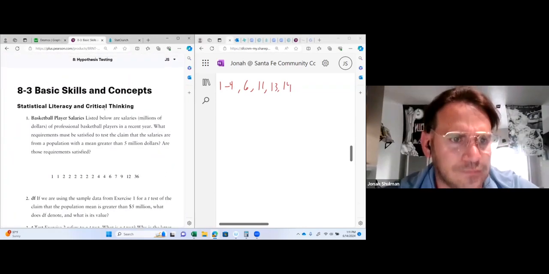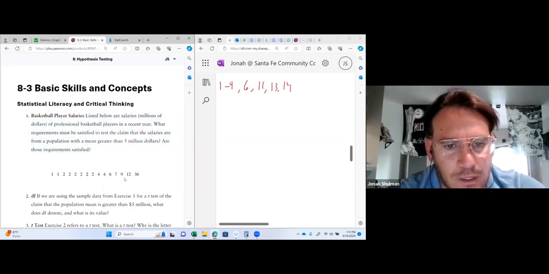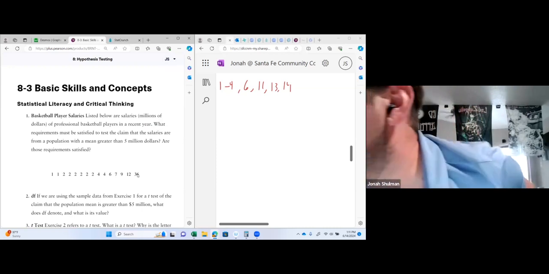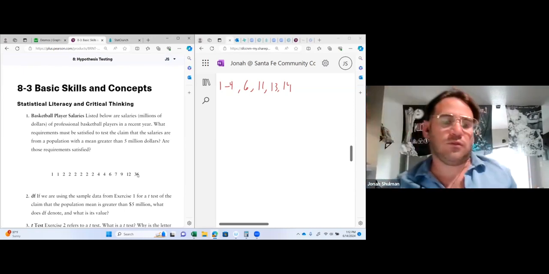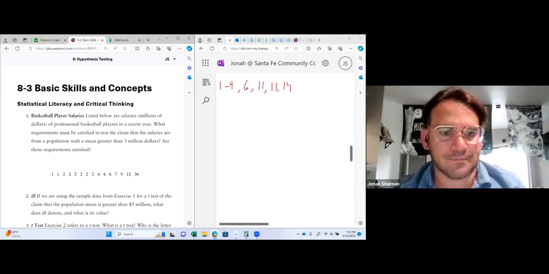All right, here's number 1. Listed below are the salaries in millions of dollars for basketball players. What other requirements must be satisfied for a mean? All right, so we have to tell if it's normally distributed or not. I already don't think it is because we've got an outlier here. If we throw out the 36, we'll be fine. So this appears to be an outlier. Let's at least see if it's normally distributed, but I don't think we're going to be able to do number 1, which is fine.